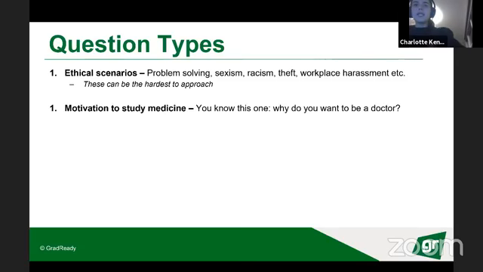Next one is motivation to study medicine. So this is a classic: why do you want to be a doctor? Try not to say super generic things like, I want to be a doctor to help people, I want to be a doctor because I like science, I want to be a doctor for blah, blah, blah. Come up with the actual reason that you want to do medicine. Don't say money, don't say power. People do say it.